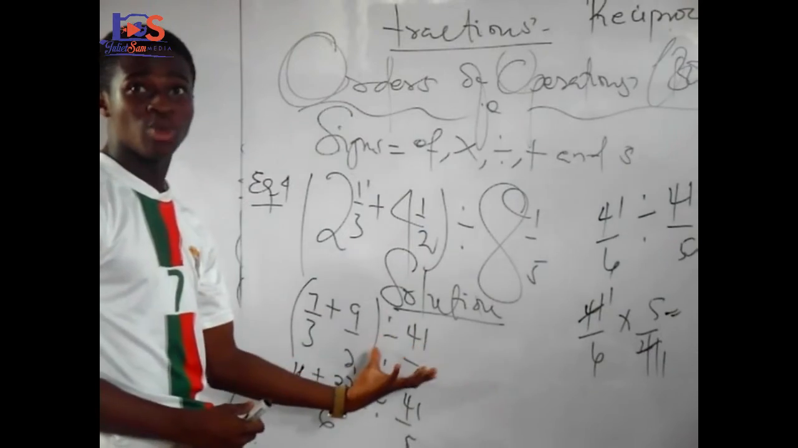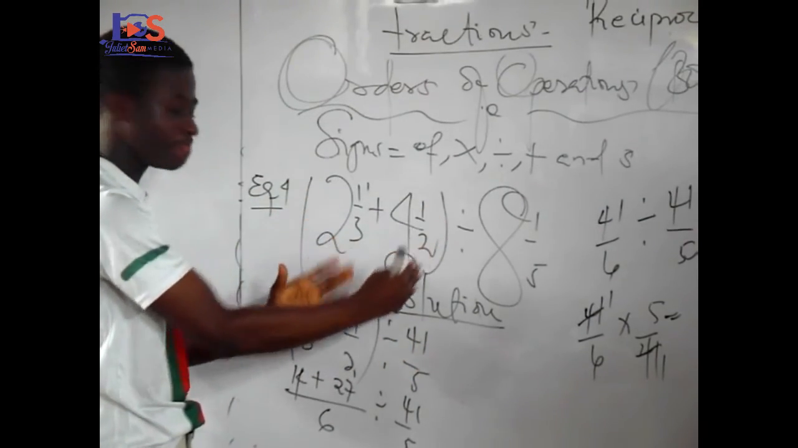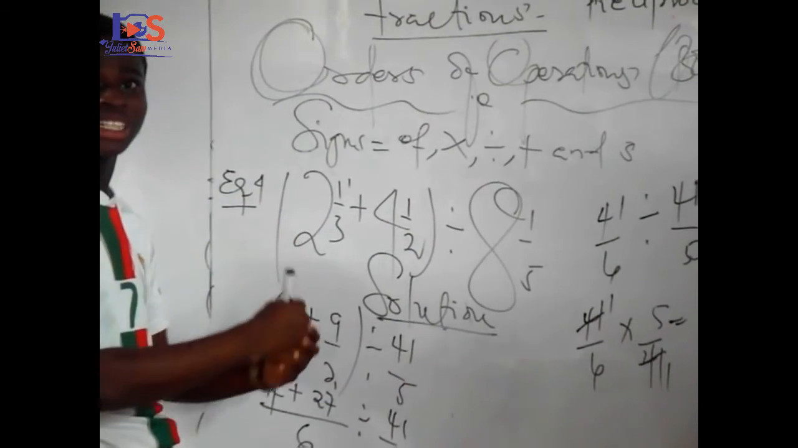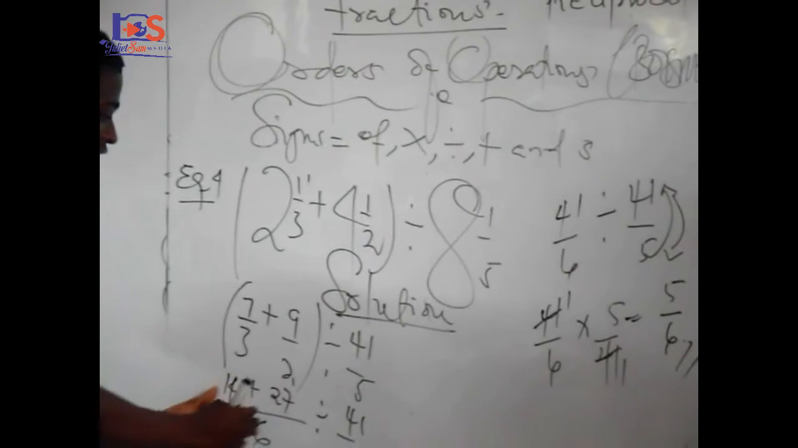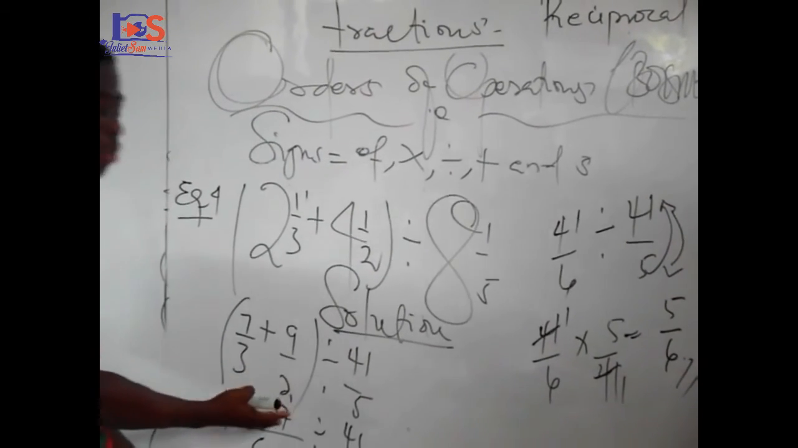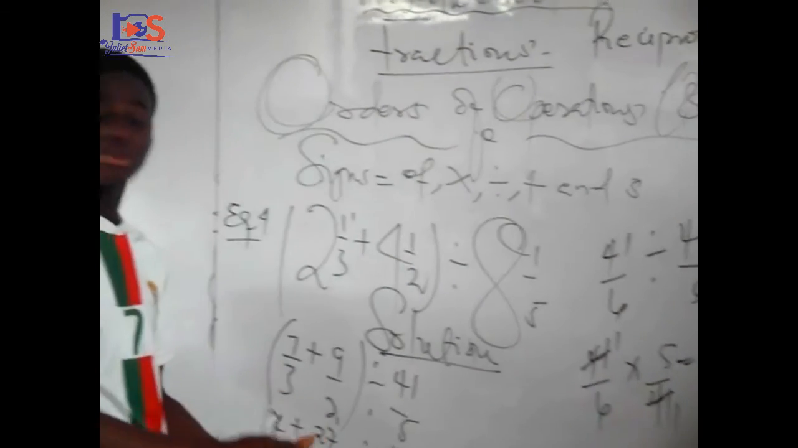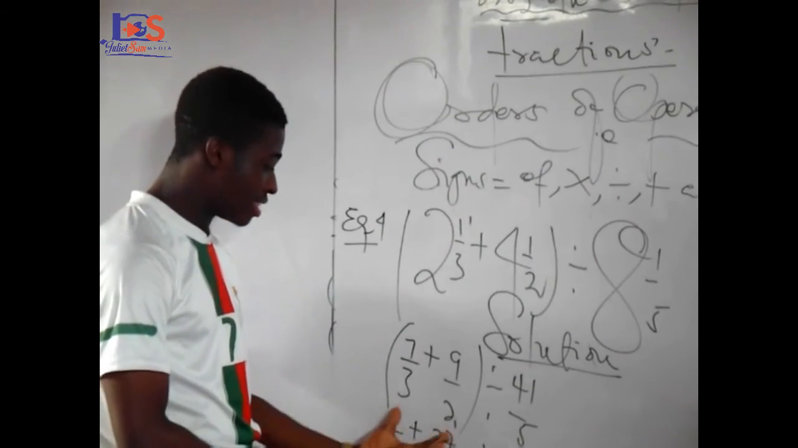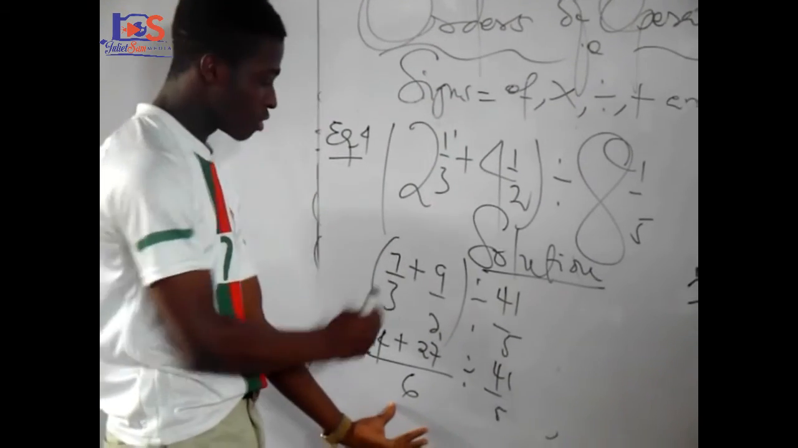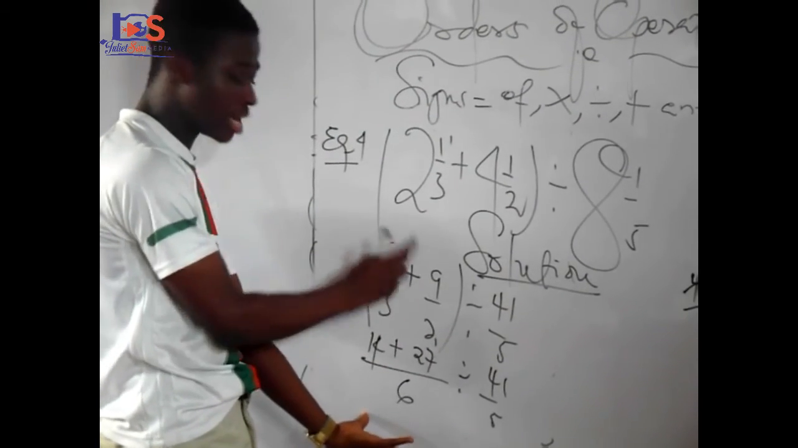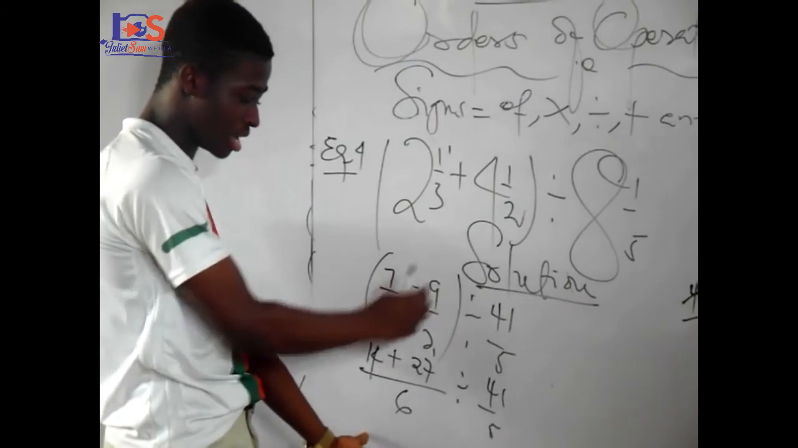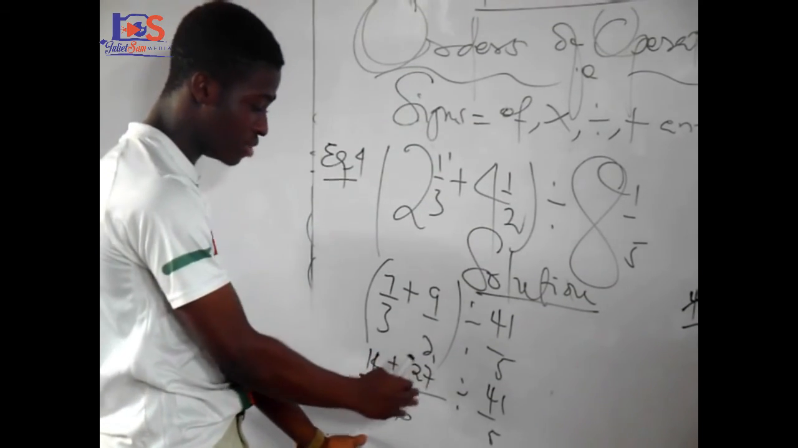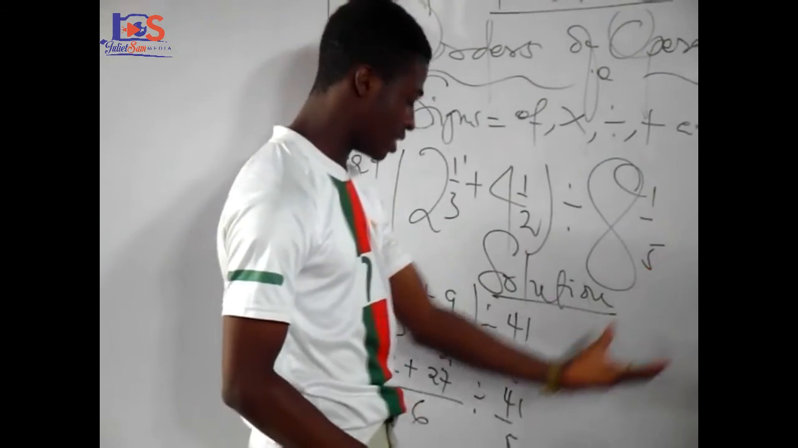We started in this way. We dealt with the brackets. We changed all the mixed fractions into improper fractions. After changing, we looked for the LCM, the least common multiple for the denominators, which are 3 and 2. The LCM was 6. We divided it, multiplied by the numerator. We divided this one to multiply by the numerator. We had 14 plus 27. We had 41 over 6.